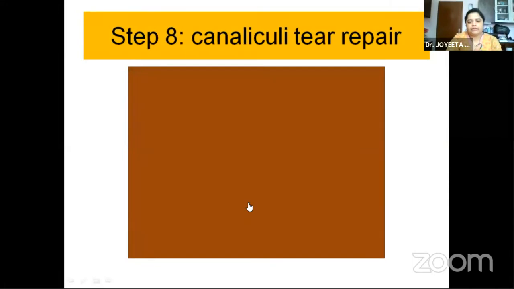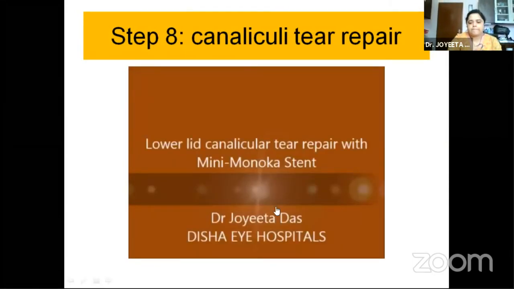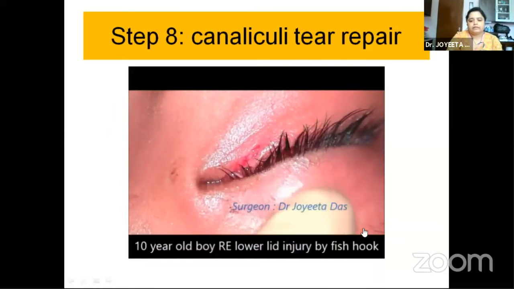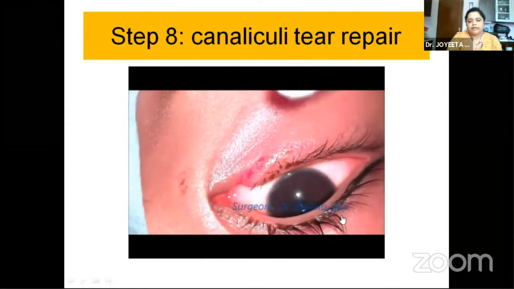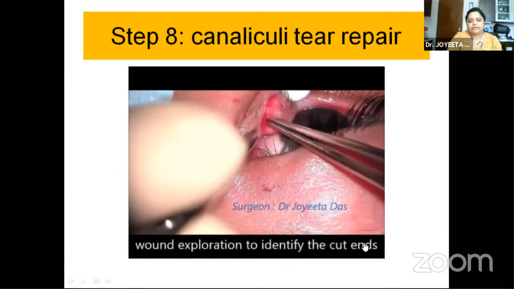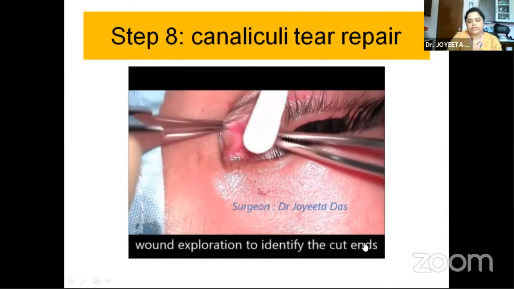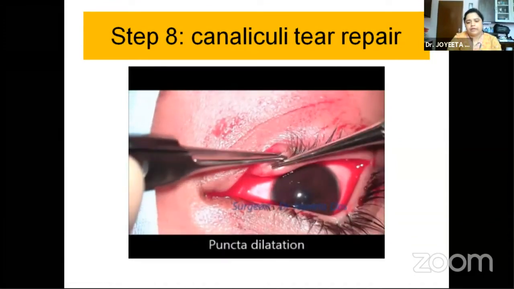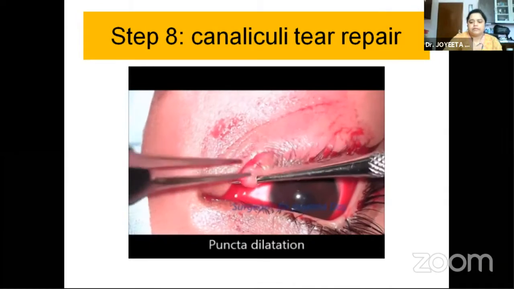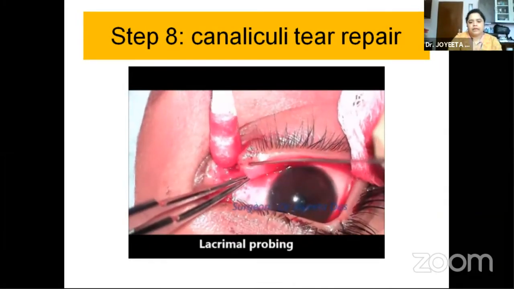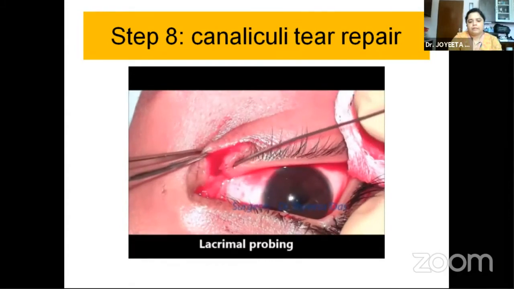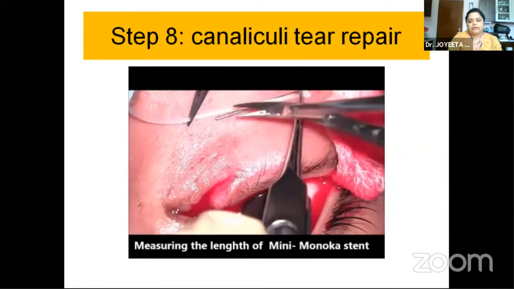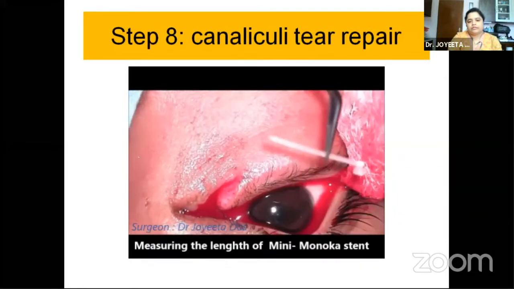This is a short video clipping showing the canaliculi tear repair. This is a 10-year-old boy presented with a right eye lower lid canaliculus tear using a fishing hook. First, wound exploration is done to identify the cut end. You can see the distal end is looking whitish and pearly in appearance. First, the puncta is dilated. Then lacrimal probing is done. It is taken out and used for the measurement of the required length of the monocanalicular stent.